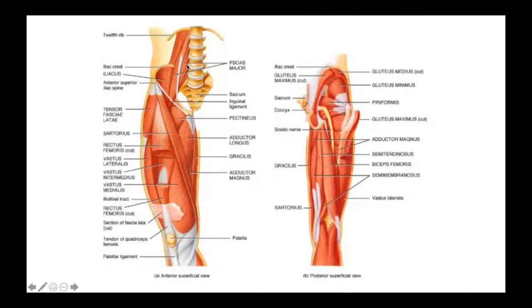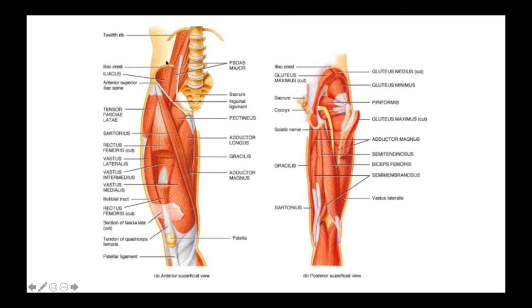Psoas major originates on the lumbar vertebrae and their discs, whereas the iliacus originates on the iliac fossa. Again, both insert on the lesser trochanter, combining the iliacus and psoas major, joining as one, calling the iliopsoas. That's your primary hip flexor.